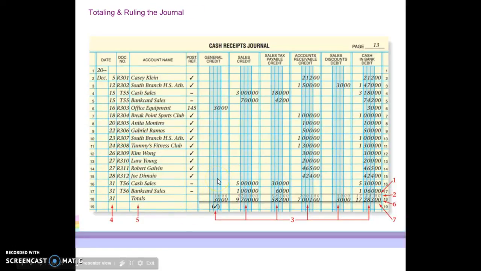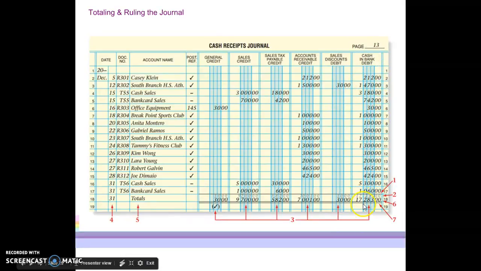Now, at the end of the cash receipts journal, we are going to do what's called prove and rule the journal. After we have transacted all of the transactions for the month of December, we are then going to add up and total the columns to determine that our debits equal the credits. So here's the sum of the general credit, sum of the sales credits, sum of the sales tax payable credits, sum of the accounts receivable credits, sum of the sales discounts debits, and sum of the cash receipts debits.